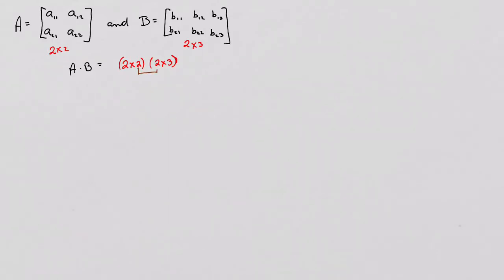These numbers right here, your interior numbers, they must match. If they don't match, you cannot multiply these matrices together. But if they do match, our result, our answer, is going to be a matrix of my outside numbers. So I know A times B, when I'm finished with it, will have an order of 2 rows by 3 columns.